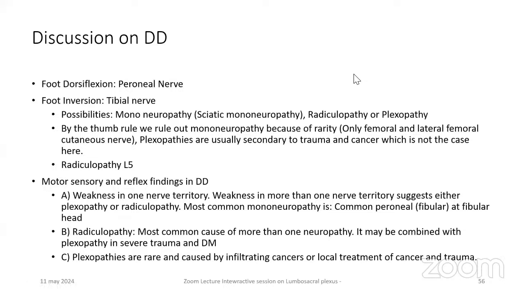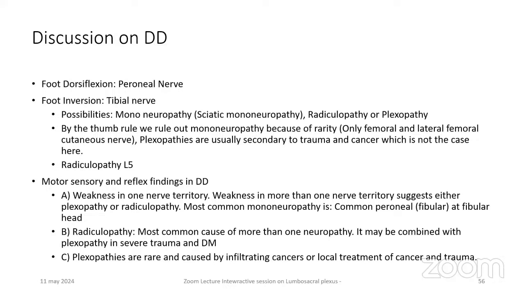Foot dorsiflexion can be peroneal nerve, and the inversion is tibial nerve. So mononeuropathy and radiculopathy or plexopathy it can have. By thumb rule, we rule out mononeuropathy because of rarity. As I said, only femoral and lateral femoral cutaneous nerves in the lower limb cause mononeuropathies. Plexopathies are also usually secondary to trauma and cancer, which is not the case here. So most probably it is L5 radiculopathy.